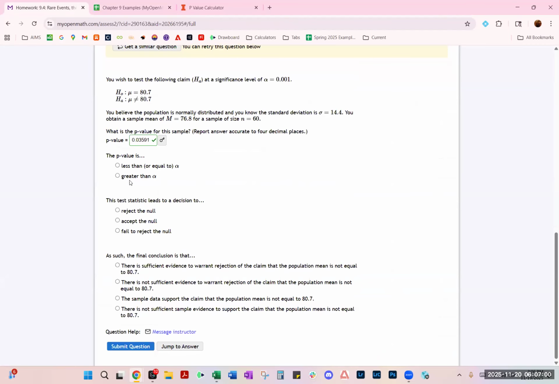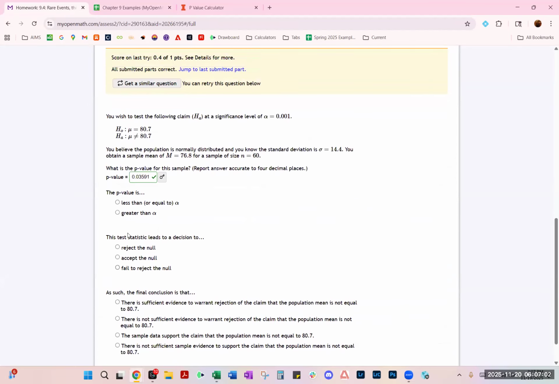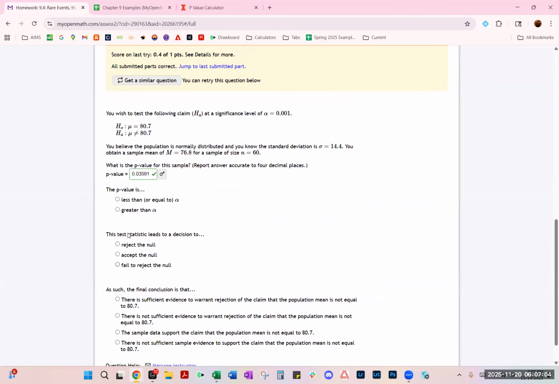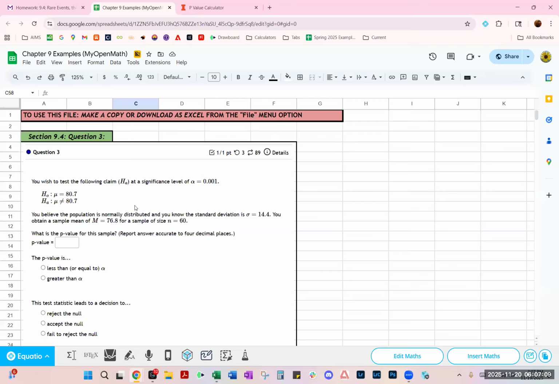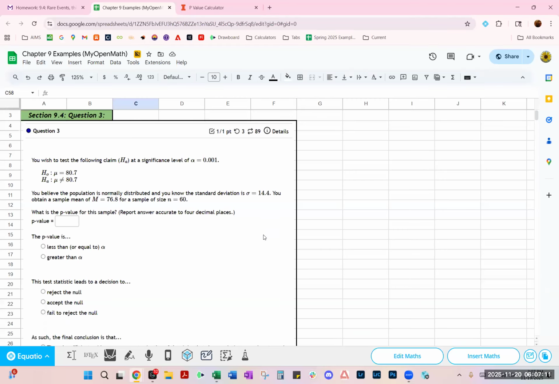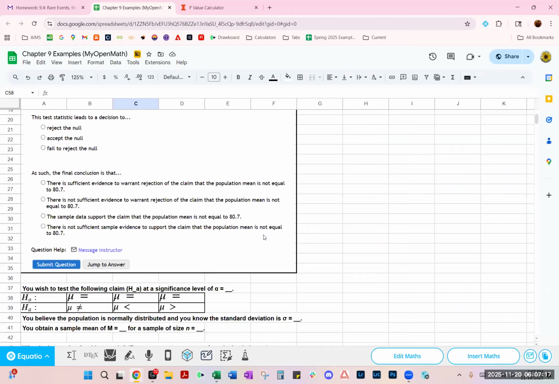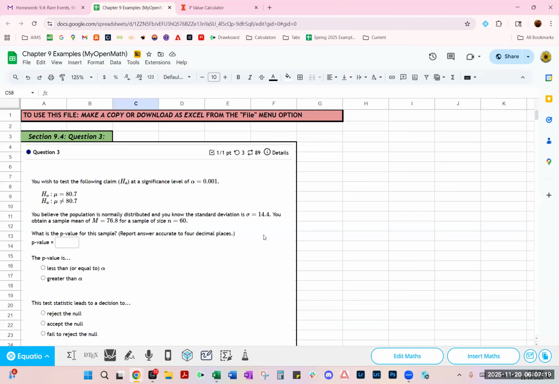You should be able to go ahead and answer the remaining 3 multiple choice questions. So I hope this helps you figure out how to calculate the p-value for a population based hypotheses testing.